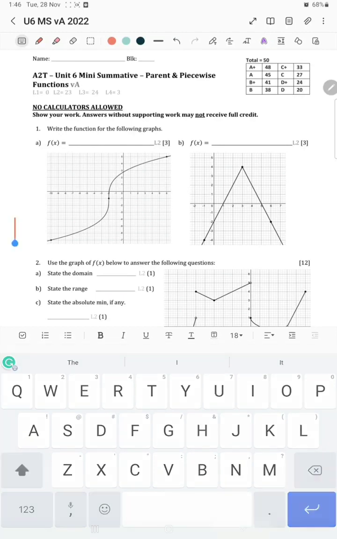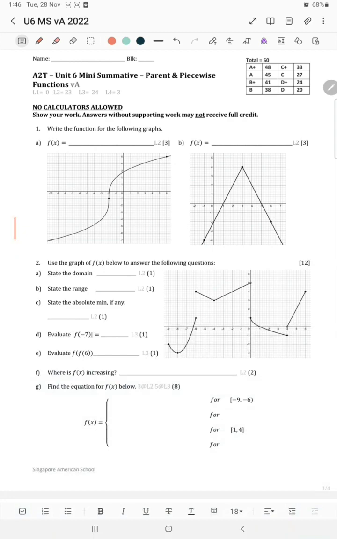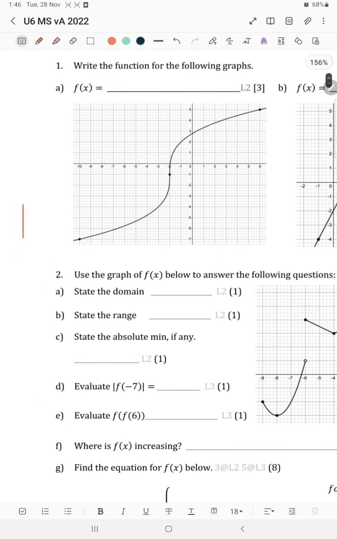So the last quiz about the parents in the piecewise function. Write the function for the following graph. So this seems to be a cube root graph.